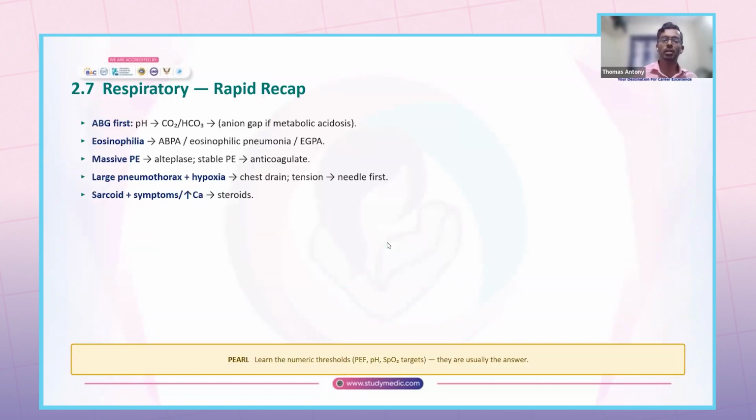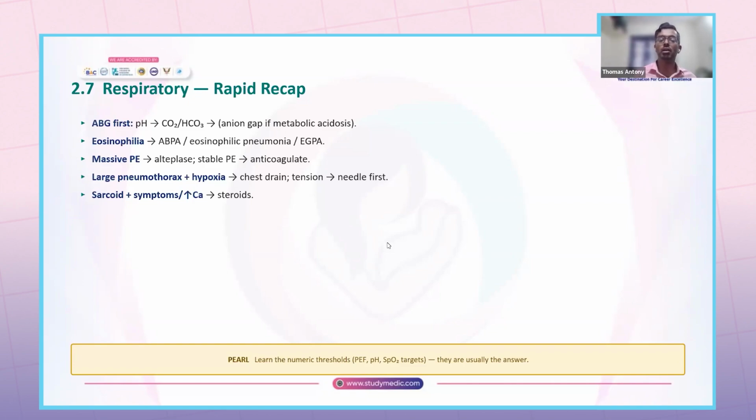This is just recapping what we have discussed so far. In ABG, first look at the pH, then decide whether this is respiratory or metabolic. If it is metabolic, look for the anion gap, which will help narrow down the differentials. With eosinophilia, we are dealing with ABPA, eosinophilic pneumonia or EGPA. Massive pulmonary embolism, we have to intervene with alteplase. Stable pulmonary embolism, we anticoagulate.